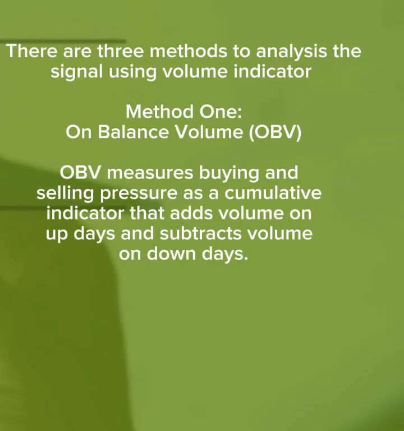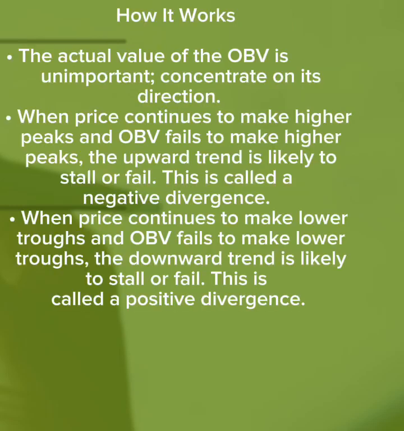There are three methods to analyze the signal using volume indicators. Method 1, On Balance Volume, OBV. OBV measures buying and selling pressure as a cumulative indicator that adds volume on up days and subtracts volume on down days. How it works. The actual value of the OBV is unimportant, concentrate on its direction.